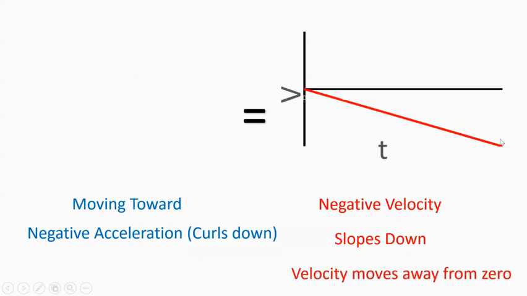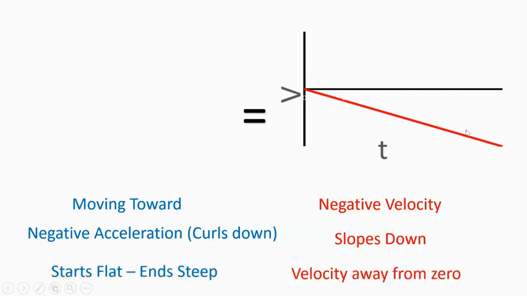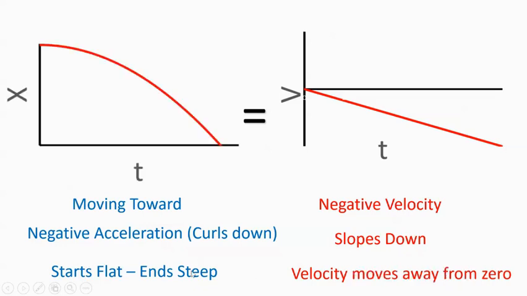This velocity moves away from zero. From left to right, the line gets further from the middle line. And that means that the object is speeding up. So the position graph is going to start flat for a slow speed, and it's going to end steep for a high speed. So there is what it's going to look like. You see it's flat at first, then it gets steeper and steeper, and it curls downward.